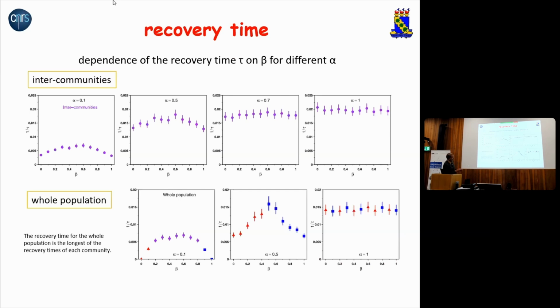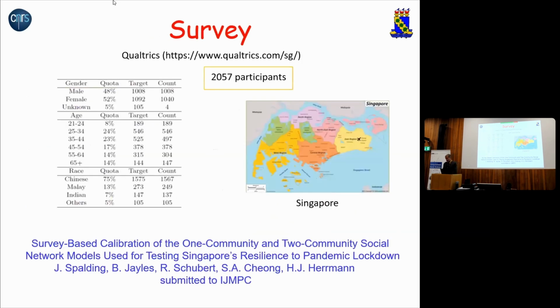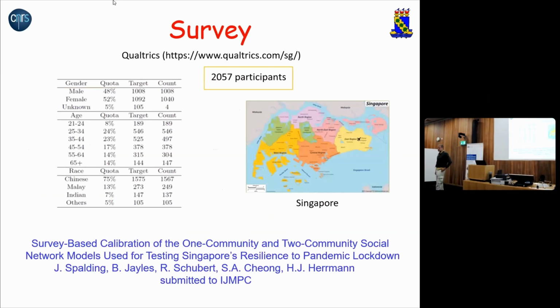I will come to the last big question, which is trying to verify this model with real data. And for that, we did a survey. I think this is actually the first time I've seen one do this kind of thing with a model. We had a company called Qualtrics do a survey in Singapore with 2,000 individuals. This paper is not yet published; it is submitted. The survey has first a part which is demographic.